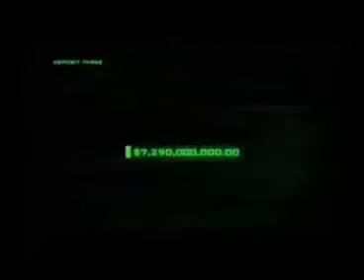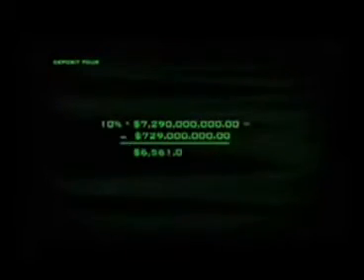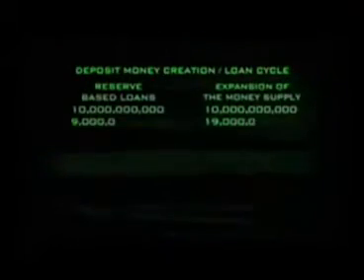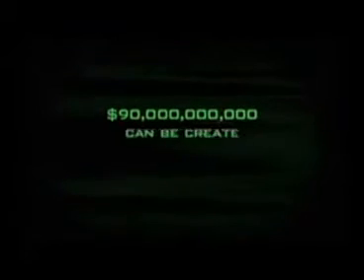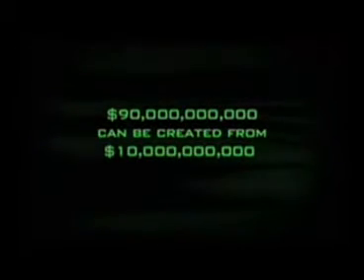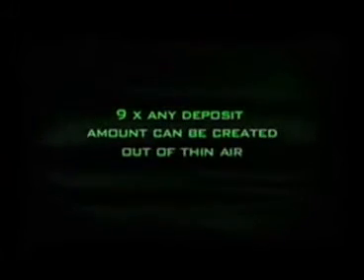money for more loans. And, of course, that $8.1 billion can be loaned out and redeposited, creating an additional $7.2 billion, then $6.5 billion, then $5.9 billion, etc. This deposit, money creation, loan cycle can technically go on to infinity. The average mathematical result is that about $90 billion can be created on top of the original $10 billion. In other words, for every deposit that ever occurs in the banking system, about 9 times that amount can be created out of thin air.